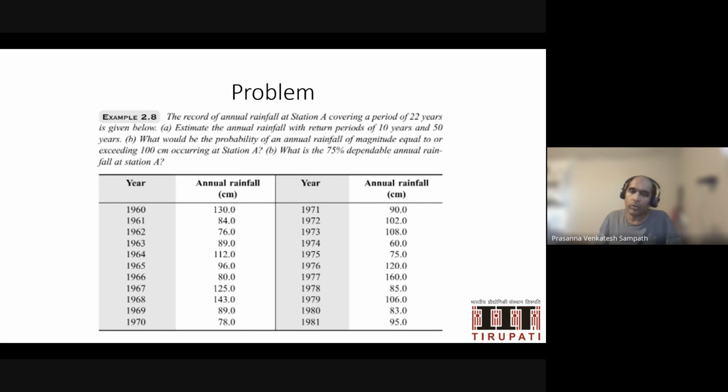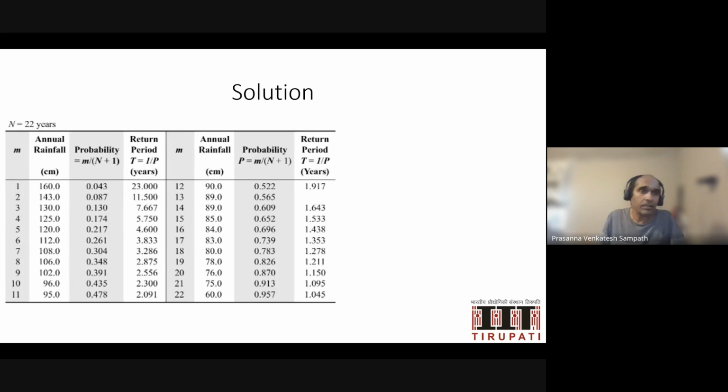So you have data for about 22 years, and I have the rainfall received in each of those years for that particular location. Okay, so the first thing I do is arrange the whole thing in descending order. So the highest is 160 centimeters, then 143, 130, 125, and so on, all the way down to 60 centimeters, right? So that's the 22nd. After I arrange it in descending order, I give these ranks, small m. The highest rainfall, 160, gets rank 1, then 2, 3, 4, 5, and so on, all the way down to 22. So that's the last row.